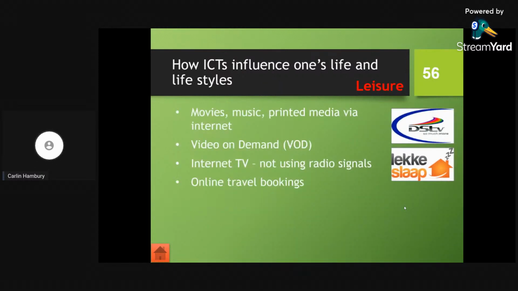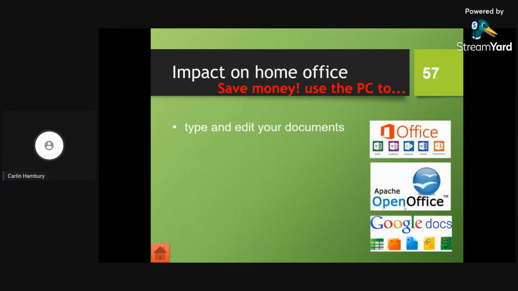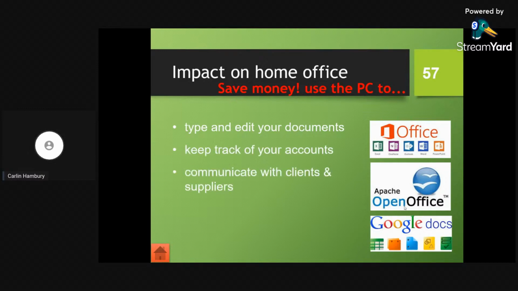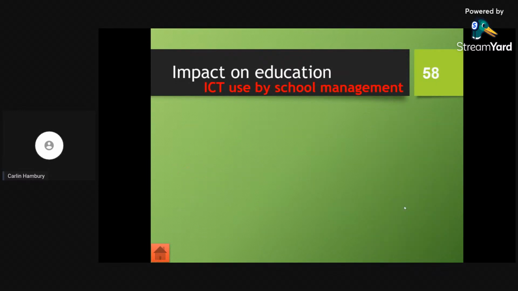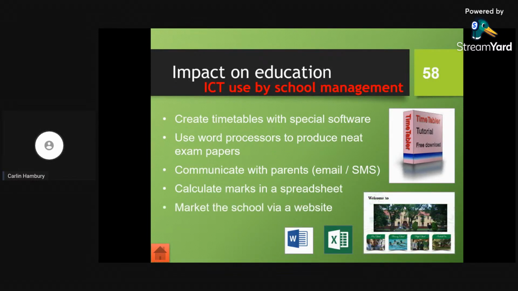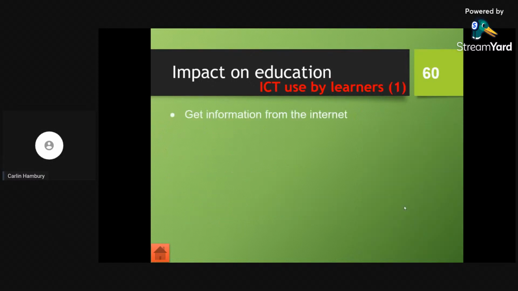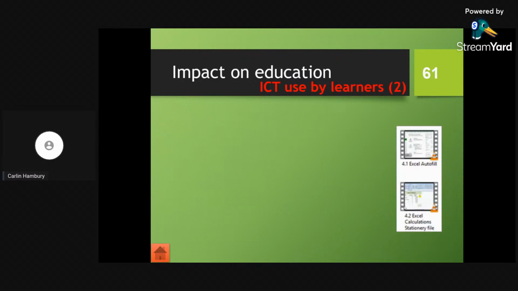It influences leisure as well, what we watch, internet TV, we do online travel bookings. All of this influences all of these things. Even when it comes to your PC, saving money there, right? The fact that we can now type and edit documents, keep track of accounts, communicate with clients, all these types of things. So all of this is just showing you that ICT has an impact everywhere, whether it's on leisure, whether it's a home office, whether it's in education here, as you can see as well. ICT just has a massive impact. And this is what this module is really just focusing on. I mean, think of your school and how much ICT infrastructure and devices are actually there. Even teachers are moving that way with the data projectors, electronic whiteboards, etc. You guys have too much access to these things.